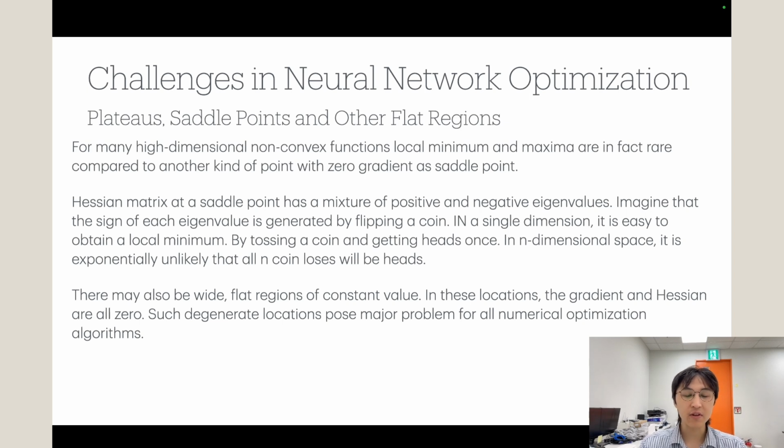And here there is a very good example saying that assume that flipping a coin is like eigenvalues, the sign of eigenvalues, and if you flip n times, it is unlikely that you will always get the same results, the same heads, which means that it is difficult to find local minima because it is very, very unlikely. The probability becomes less and less and less.